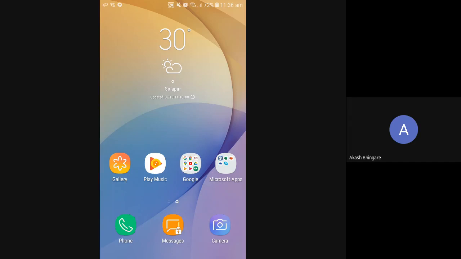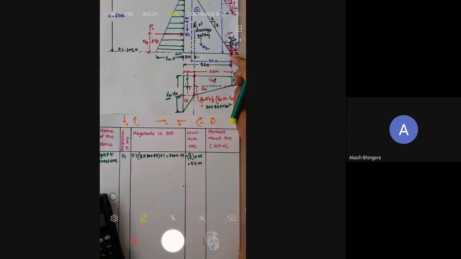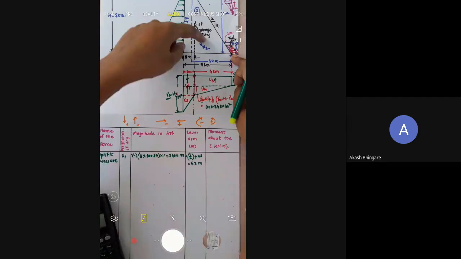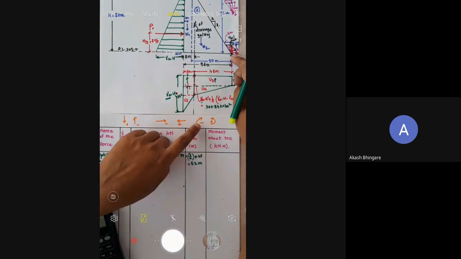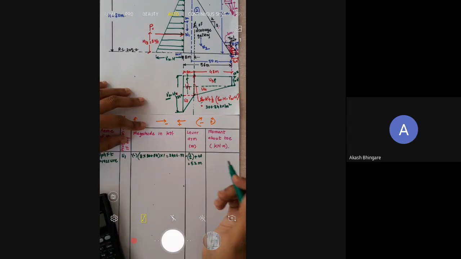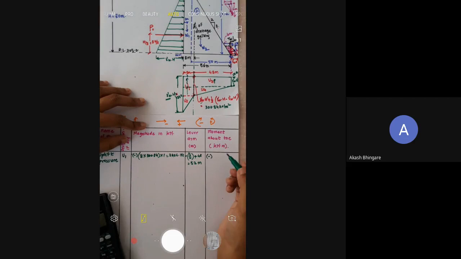See how moments are getting developed. Yes, it is negative. So it is clockwise moment because of this U1. Therefore, the sign you have to give it as negative. Minus. So what is the value?